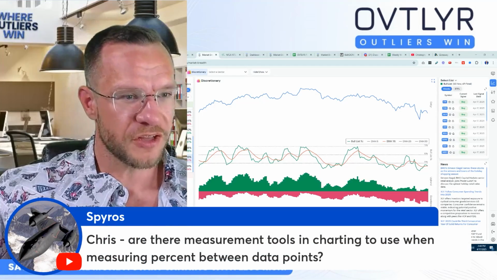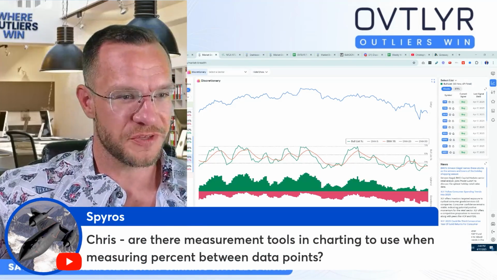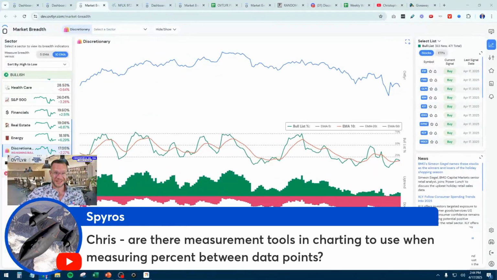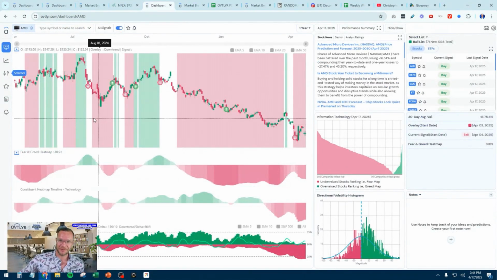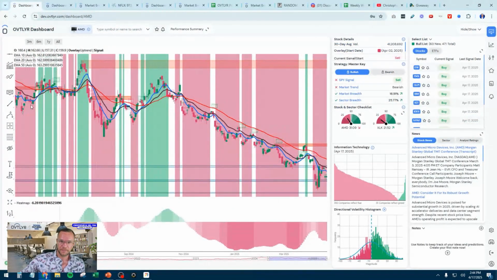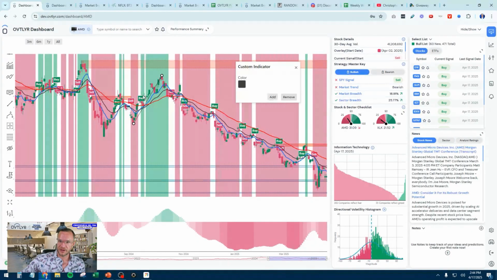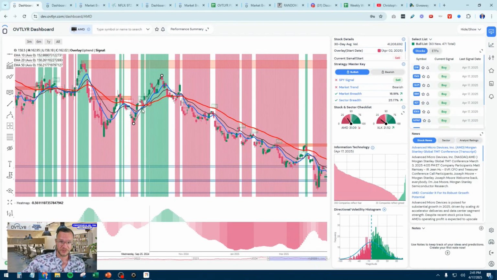Spyro says, Chris, are there measuring tools on the charting to use when measuring percent between data points? I'm glad you asked, because that is one thing Mahesh really, really was excited about. So if we go into here and we go to, I think it's this line right here, and then we go from A to B. Oh, I think there's a bug on that. That one will tell you, hey, it moved X%, X number of dollars. So yes, that is there. It seems like there's a bug on it today. I have used it and it did work. So yes, that is definitely coming.